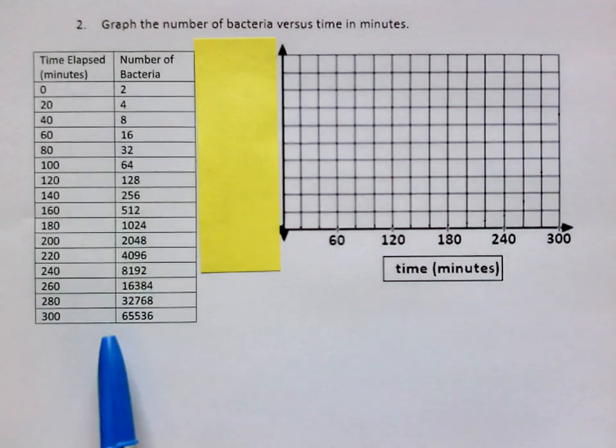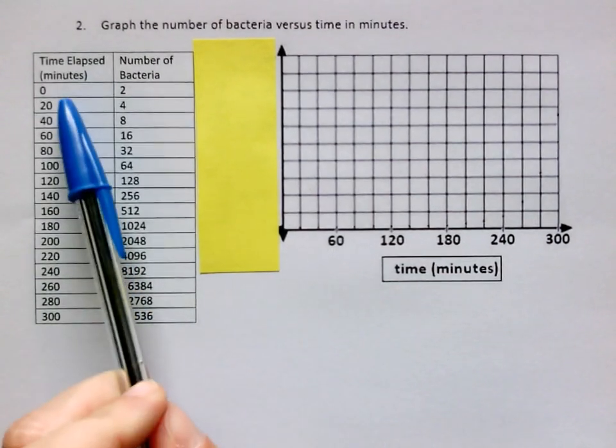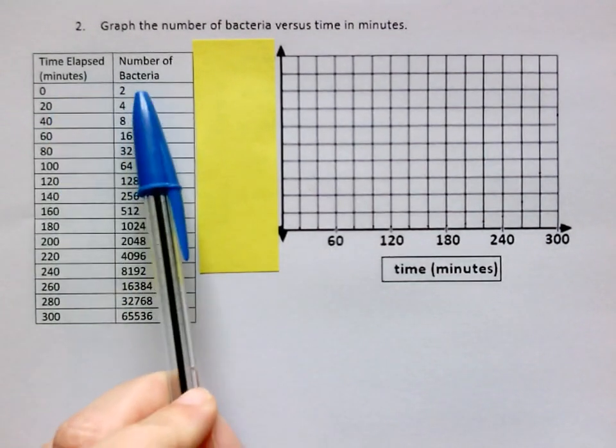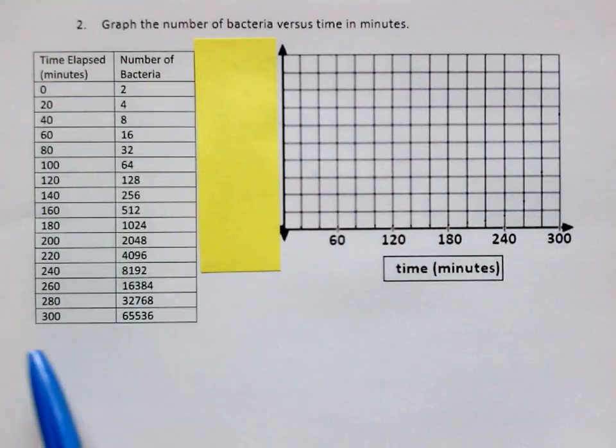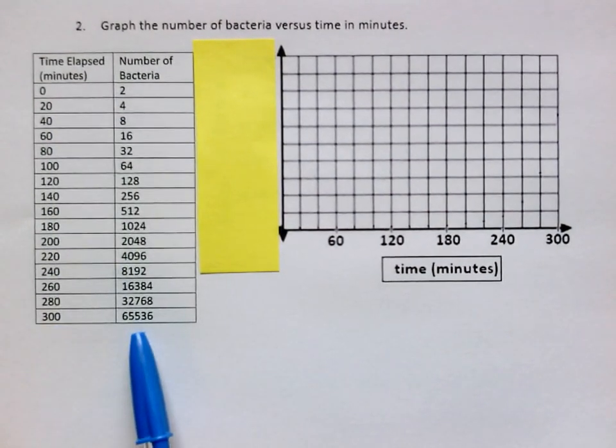This table represents the number of bacteria predicted over time using the doubling model. You can see that for every increase of 20 minutes, the number of bacteria doubles until we reach a time of 300 minutes, and the bacteria is equal to slightly over 65,000.